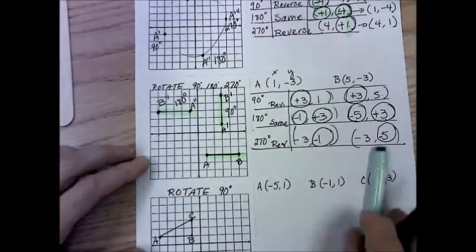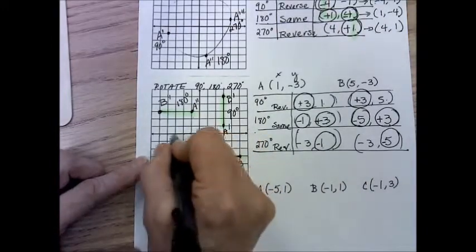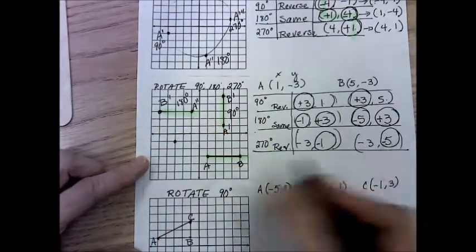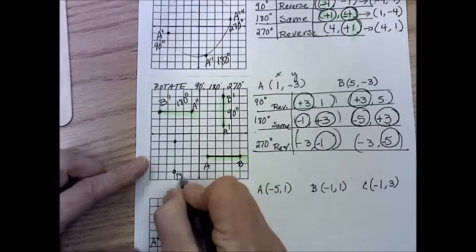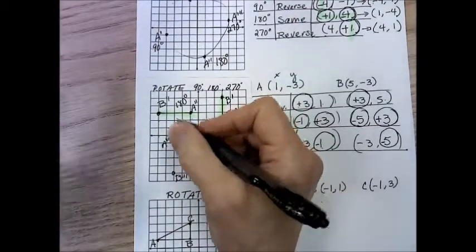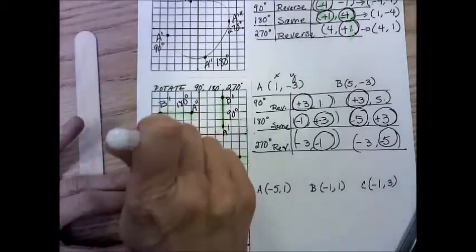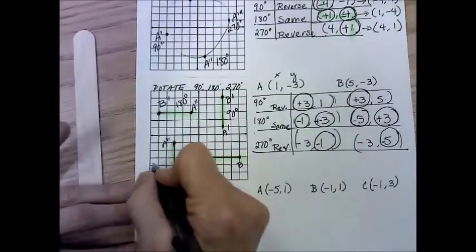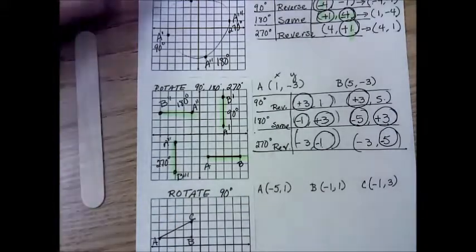And then our 270, our ordered pairs there are -3, -1, and -3, -5. 1, 2, 3, 4, 5. So there's our A3, B3, and a nice straight line here. Let me highlight that so we can see that a little better. And this would be your 270-degree rotation. So as you can see, that line is going all the way around the origin.